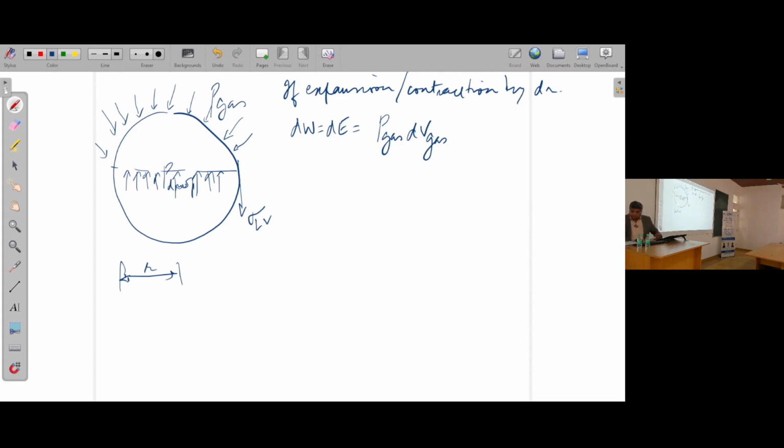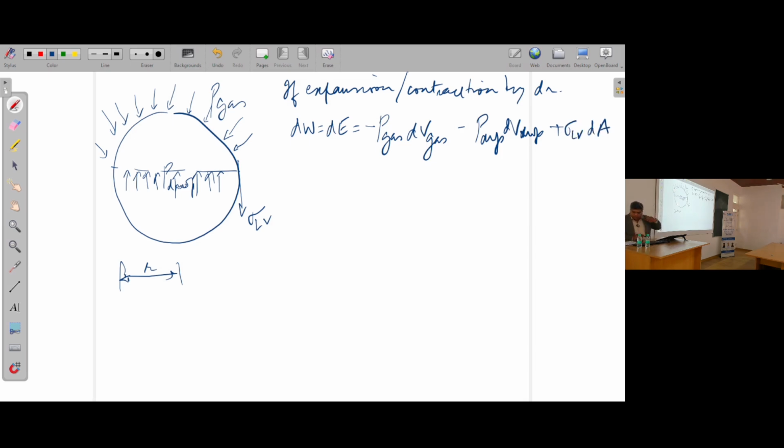Or the drop side as well. So the drop side, you will get P drop dV drop. If the drop shrinks by dV amount, the gas also shrinks by that amount. So I'm just going to put, in terms of the directions, if I put this as minus, then we'll have the surface tension acting on this surface area. As it contracts, there is a change in the surface area, dA. So I can write this as plus sigma LV dA.